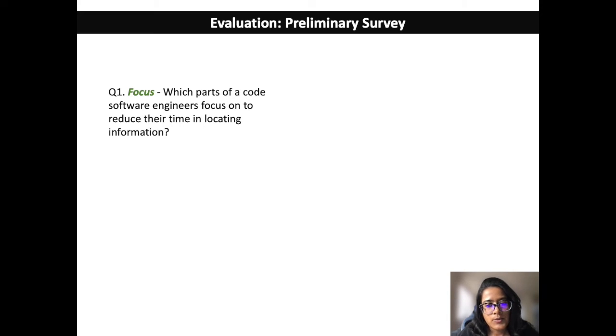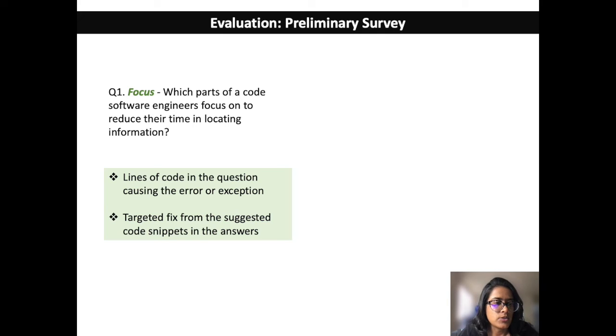Responses to this question in the survey suggest highlighting lines of code in the question that are responsible for causing the error or exception. And the second suggestion was to identify the targeted fix from the suggested code snippets in the answers.